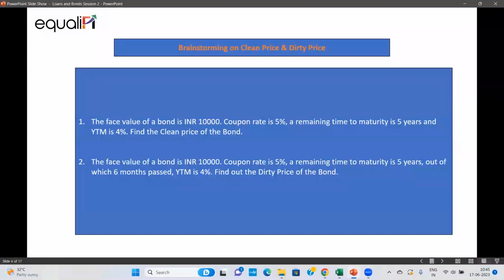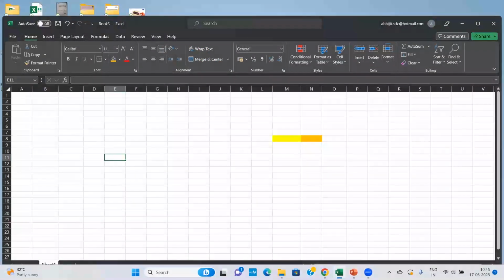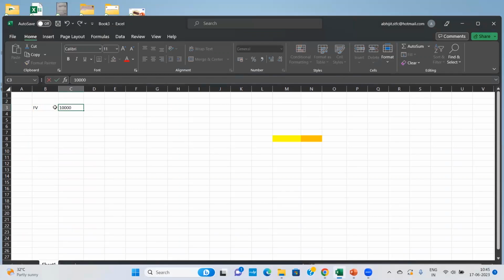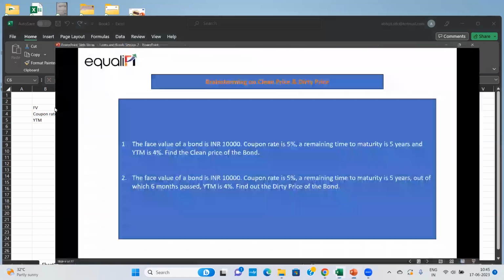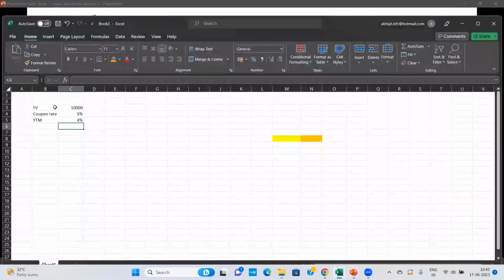So what does my problem say? My face value is 10,000, right? So face value is 10,000. My coupon rate is 5%. And my YTM is 4%, I guess, right? 4%. And my time to maturity is 5 years. So when I find out clean price, I have time to maturity for 5 years: 1, 2, 3, 4, 5, right?